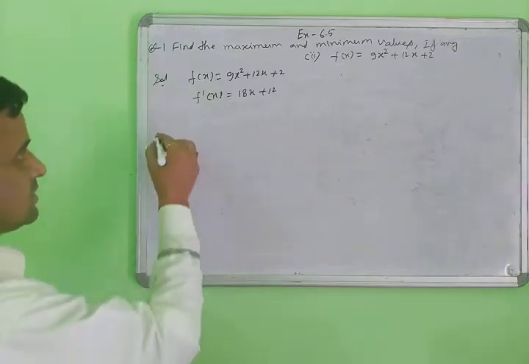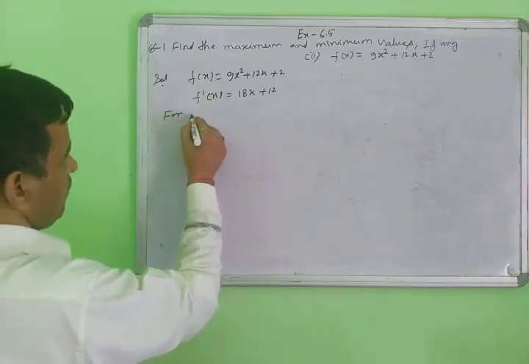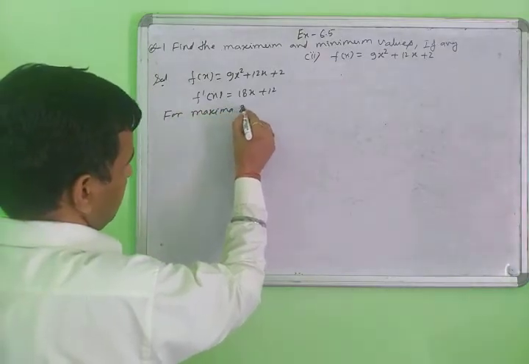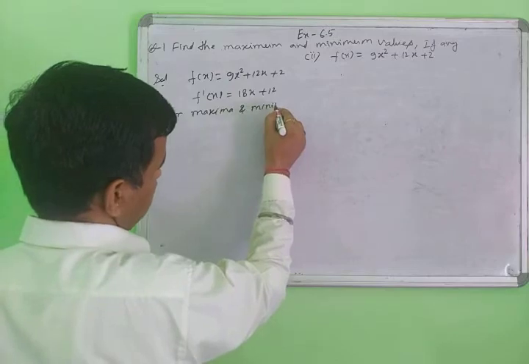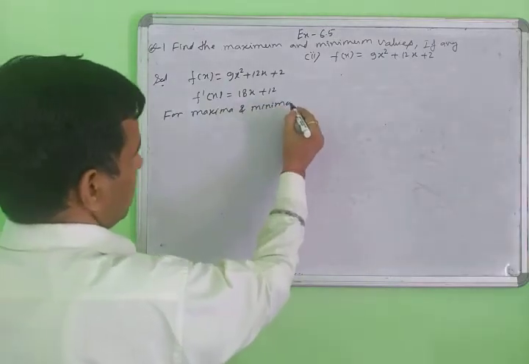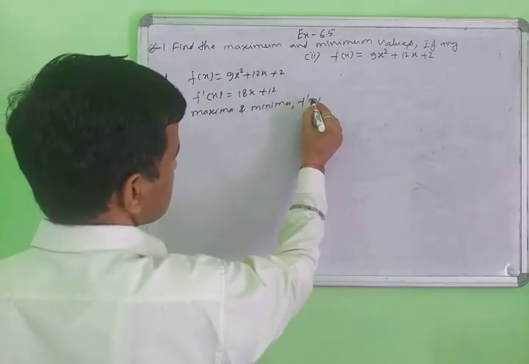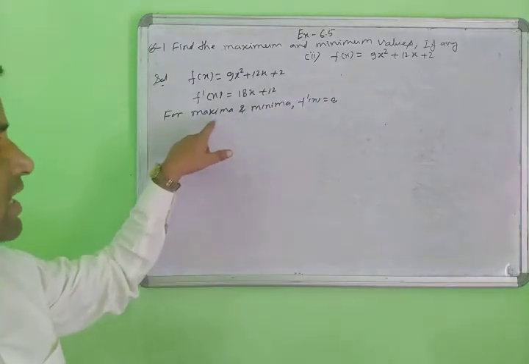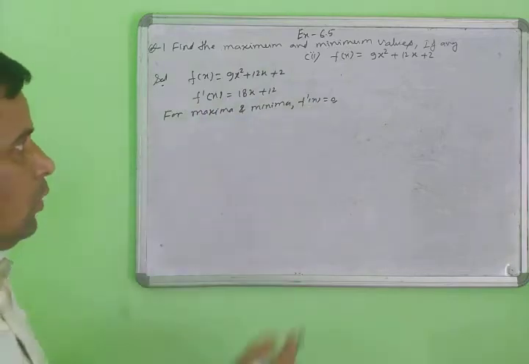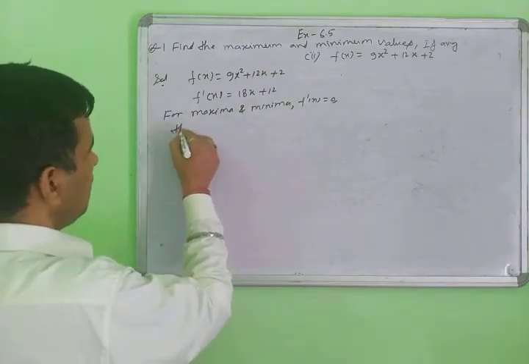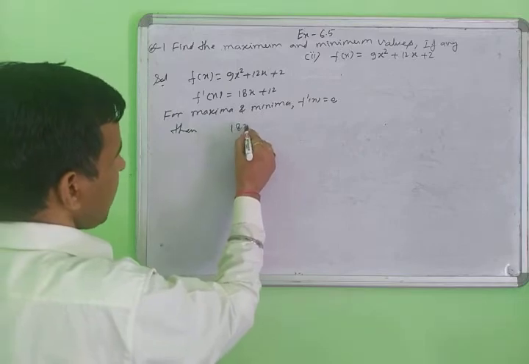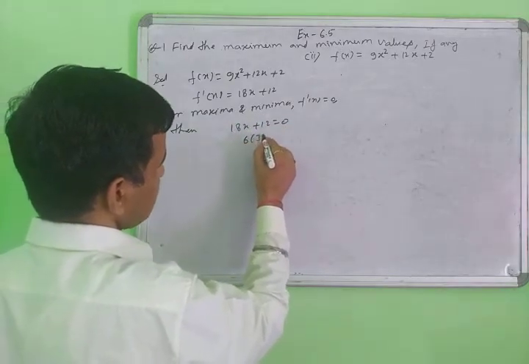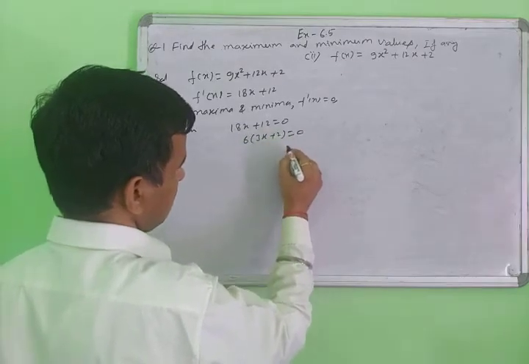Now for the second step, for maxima and minima, f'(x) = 0. By the rule of maxima and minima, f'(x) = 0, then 18x + 12 = 0. Taking 6 common, 6(3x + 2) = 0.